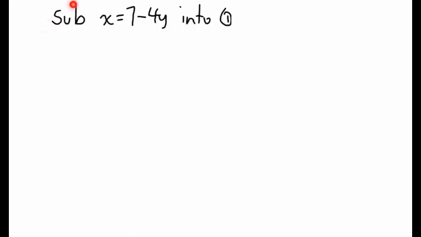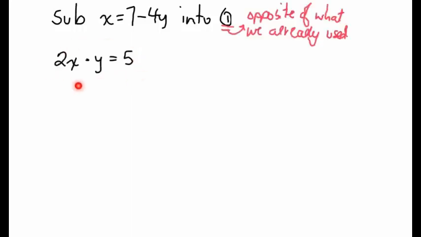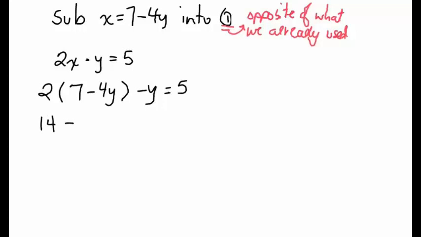So again, I'm going to state what I want to do. I'm going to sub x equals 7 minus 4y into equation number 1. Okay, so here I've copied down equation number 1, 2x minus y equals 5. Everywhere we see x, we're going to substitute 7 minus 4y. And we can use the distributive property to get 2 times 7, which is 14, minus 2 times 4y, which is 8y. I'm going to subtract 14 from both sides.